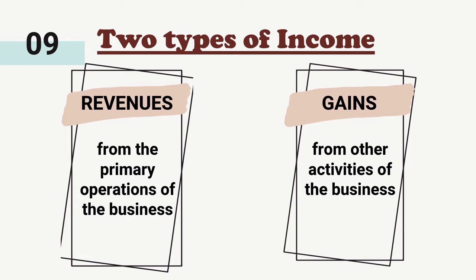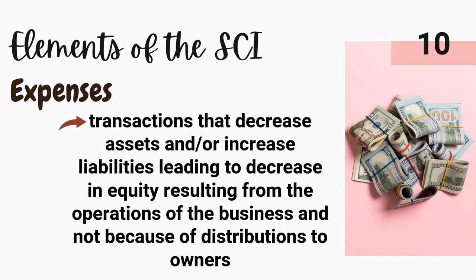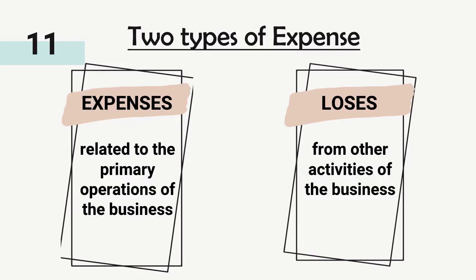Next element, the expenses. So these are transactions that decrease assets and/or increase liabilities, leading to decrease in equity resulting from the operations of the business and not because of distribution to owners. There are also two types of expense. First is expenses and losses. Expenses are those related to the primary operations of the business, while losses are from other activities of the business.